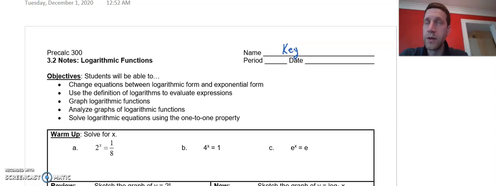We'll start with doing graphs of logs, show that they're inverses of exponentials, and then we'll talk about transferring between log and exponential form, and then evaluating and solving log expressions and equations. Okay, so first thing I want you to do is the warm-up A, B, and C. Go ahead and pause, and then you can hit play when you're done.